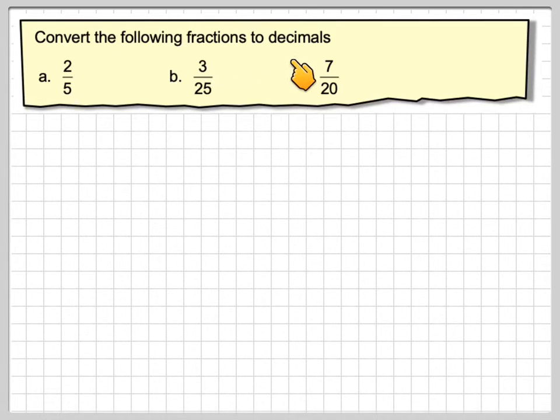Convert the following fractions to decimals. We've got 2/5, 3/25, and 7/20. If we look at the denominators of these, all these numbers either go into 10 or 100, and also the same idea if they go into 1,000 as well.